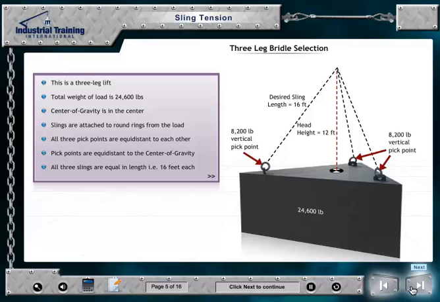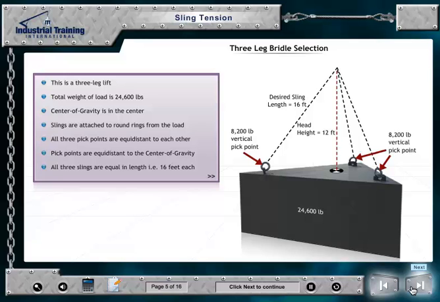Let's calculate the share of load at each pick point. If we notice in the picture, all 3 pick points have a net load of 8,200 pounds, or what we will call share of load from here on. If we were to lift this load with the help from 3 separate cranes lifting simultaneously at each pick point, each crane would be showing 8,200 pounds of load on the crane scale for the vertical lift.